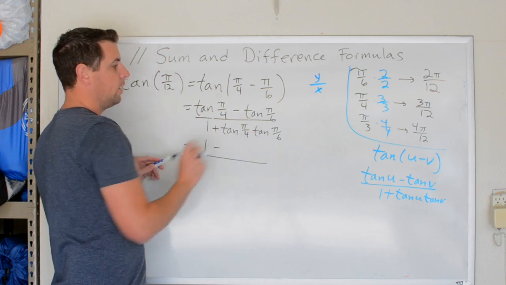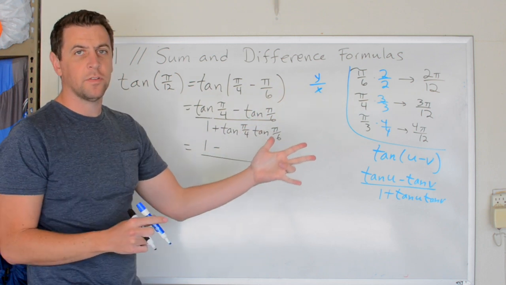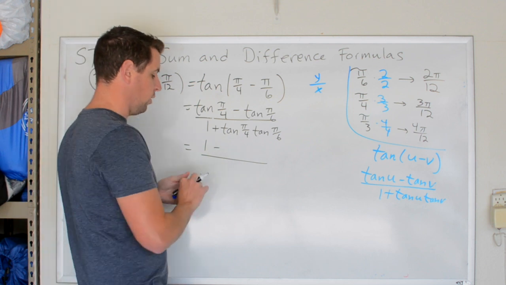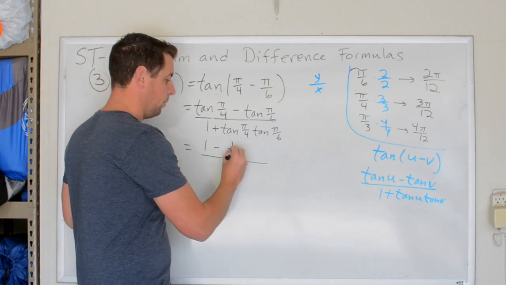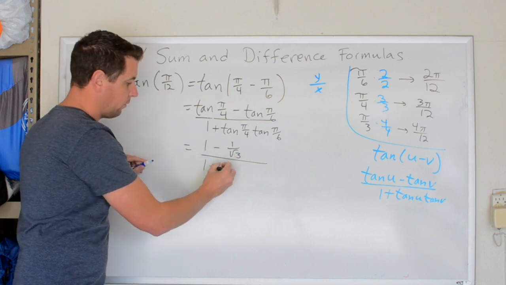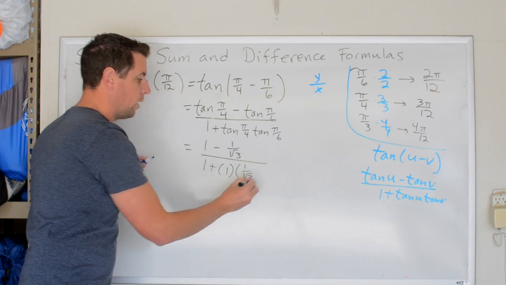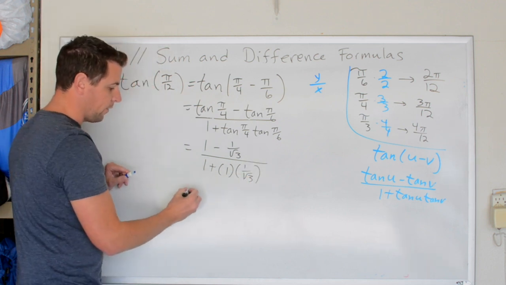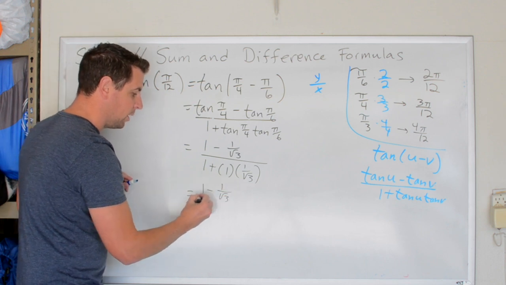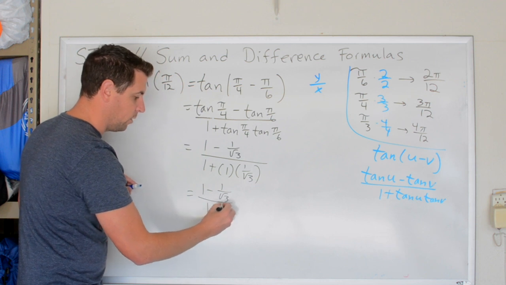minus tangent of pi over 6. Well, that's the y over the x value. So the y value at pi over 6 is 1/2. So 1/2 divided by radical 3 over 2 will turn into 1 over radical 3. Divided by, down here, 1 plus tangent of pi over 4, which is 1, and tangent of pi over 6 is 1 over radical 3. If I simplify this a little bit, I get 1 minus 1 over radical 3 divided by 1 plus 1 over radical 3.